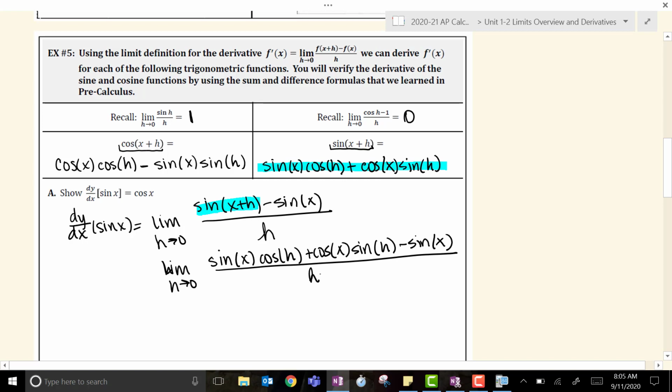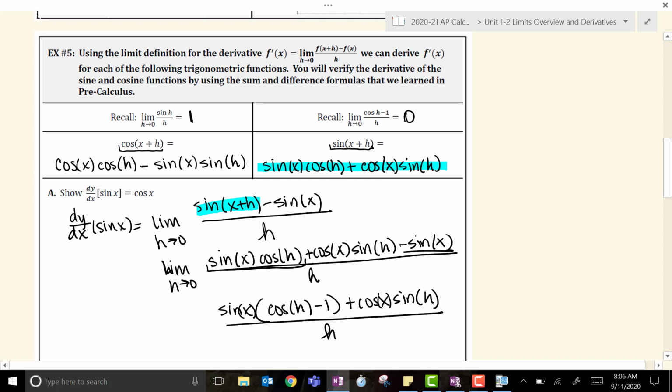I'm going to pull some of this together because our whole goal is to get some stuff to cancel out, to get some substitutions occurring here. So I'm going to factor out a sine of x because I have two terms that have a sine of x. I don't have two other terms in any of these others, so I'm just going to combine negative sine of x and sine of x cosine of h and write that as sine of x times cosine of h minus 1, and then we still have plus cosine x sine h all over h.